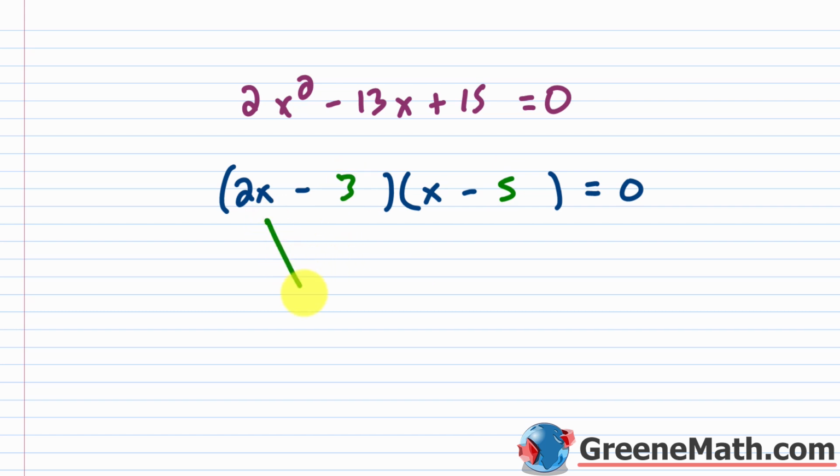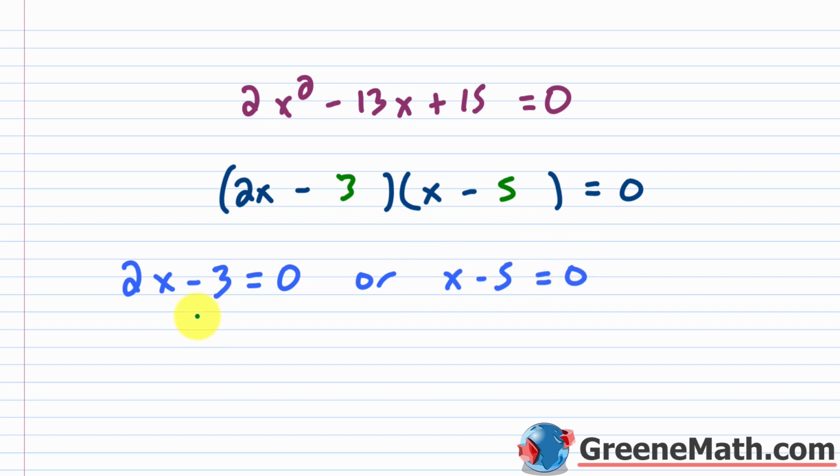And then when you check this, your outer, 2x times negative 5, that's negative 10x. And then your inner, negative 3 times x, that's negative 3x. When you add your outer and your inner, so negative 10x plus negative 3x, that's going to be negative 13x. Okay, so what we're going to do is use our zero product property. So 2x minus 3, this factor right here, we're going to set that equal to 0. Then or, we're going to take this factor, which is x minus 5, we're going to set that equal to 0.